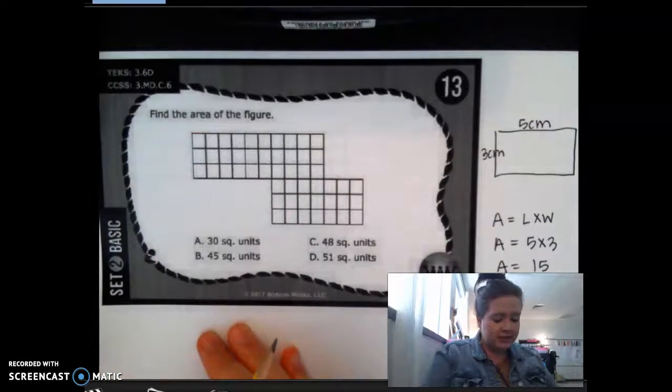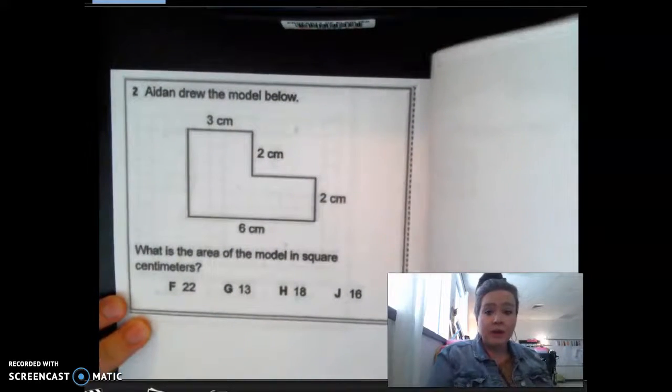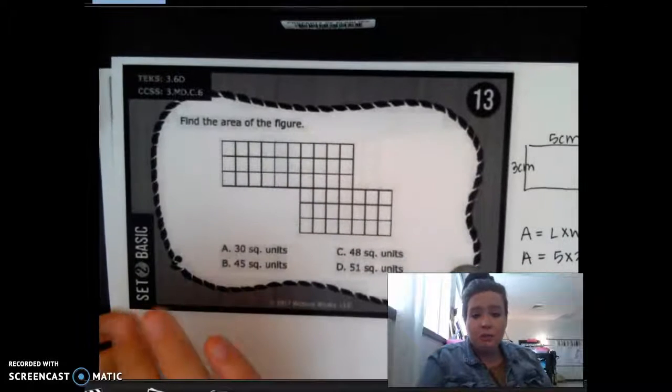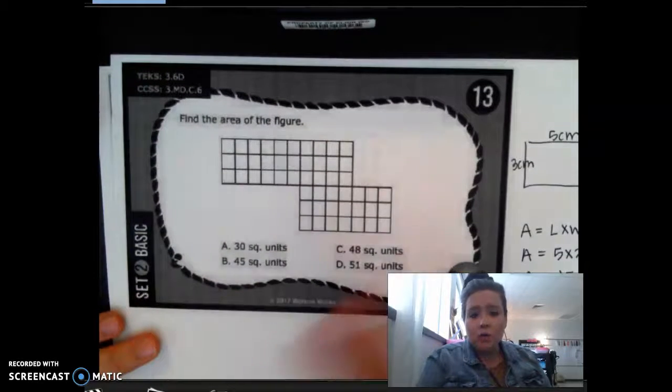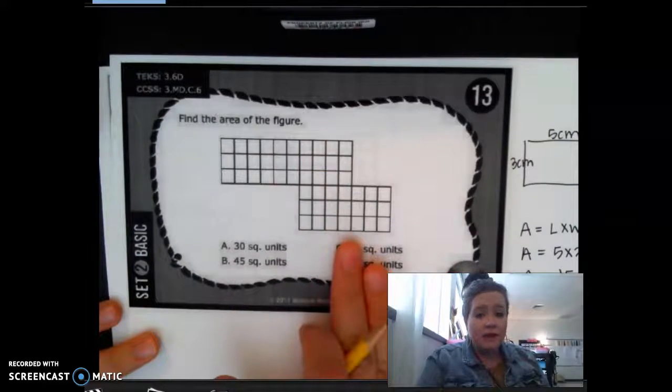Sometimes you will see a composite figure that looks like this. And I'm going to model one of these in a second, okay? But there are multiple ways that you could break this up, and there's not a right way or a wrong way as long as you're finding the area of the combined figure, all right?